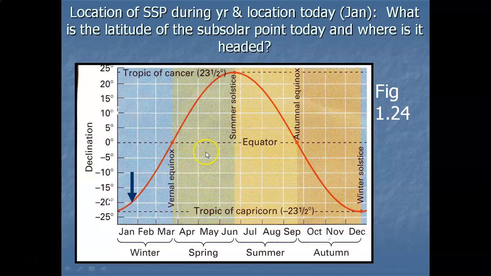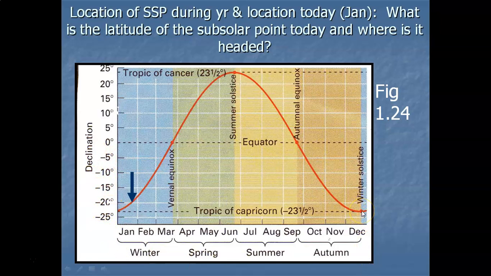All right, so we finished up that model. What I want to do is take a look at this graph showing the migration of the subsolar point during the year between the tropics. And this is where we began, the first day of winter, and here we are in the southern hemisphere. Now, these are latitude locations, and the minus just means southern hemisphere.